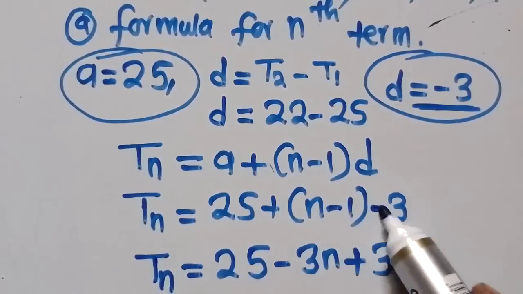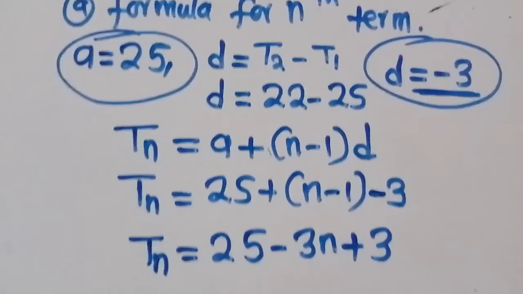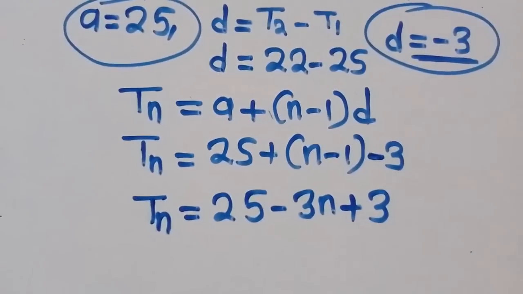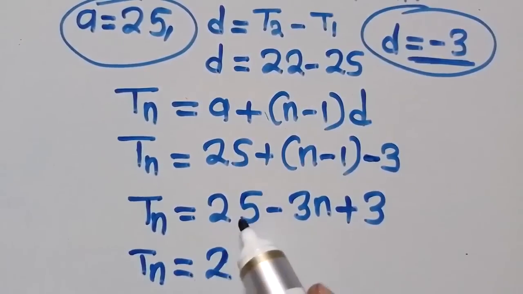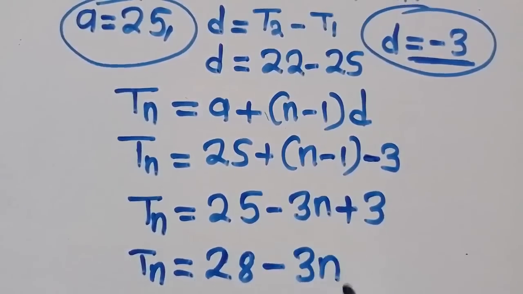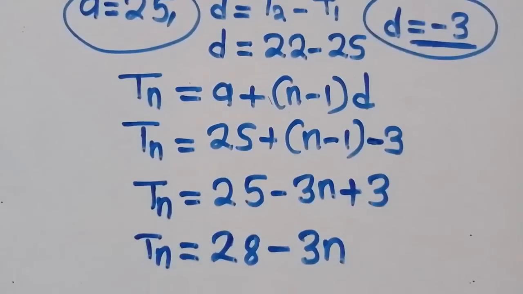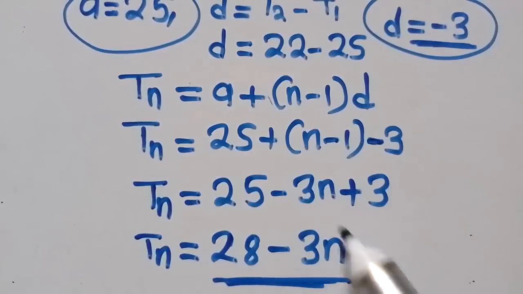Negative times negative is positive. These are procedures that I'm showing you, things that you need to know. Tn is equal to, so what is 25 plus 3? You get 28, minus 3n. So this is the formula for the nth term, as simple as that. You cannot add these two; these are unlike terms.